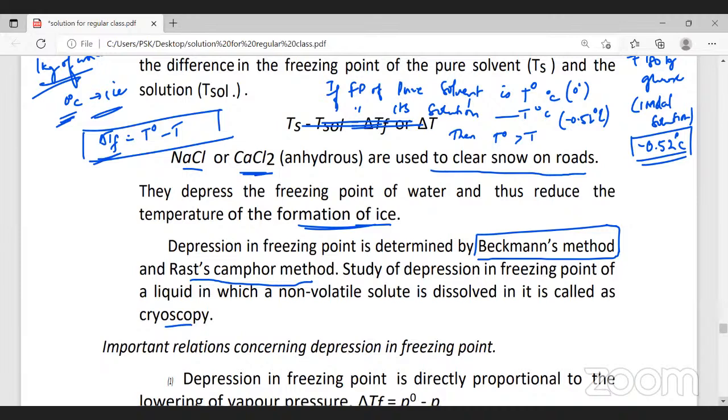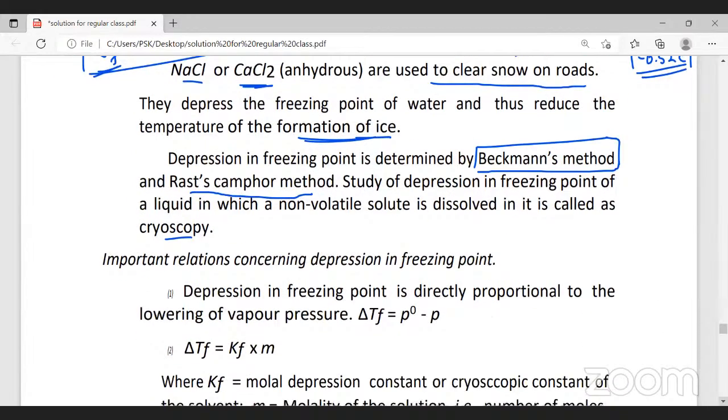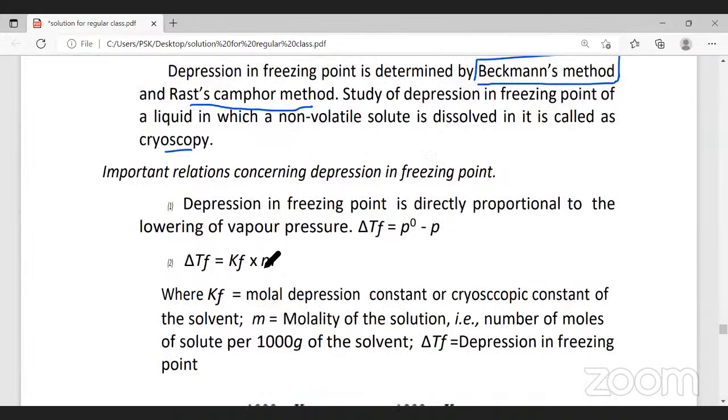Now, important relationships concerning the depression in freezing point. The first one is the decrease in freezing point, or the change in freezing point, is proportional to lowering of vapor pressure. Similarly, in boiling point, delta TB is proportional to P naught minus P. We learned it. The same thing here also. The decrease in freezing point is proportional to P naught minus P. That is called lowering of what?